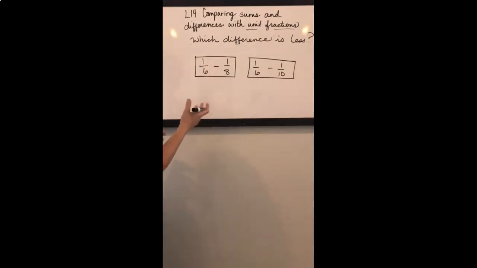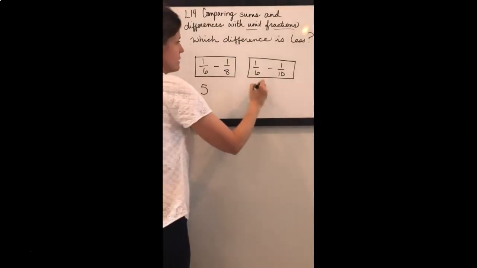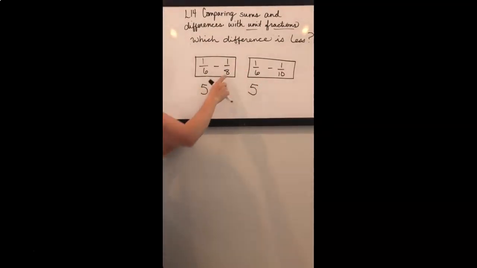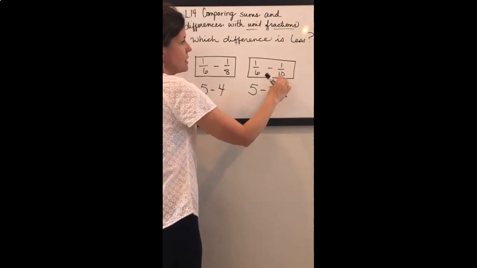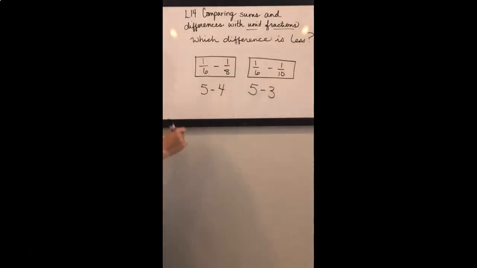So let's look at this. I'm going to model it with whole numbers so you can easily see what's going on. So 1/6, 1/6, 5 and 5. Then I want to subtract, this is the larger fraction, so I'm just going to say minus 4, and over here minus 3, because I know that 1/10 is smaller, so I want to take away something smaller. 5 minus 4 is 1, 5 minus 3 is 2. Which difference is less? 1 is obviously less. If I'm taking away a larger amount from the same amount, my outcome is going to be less.